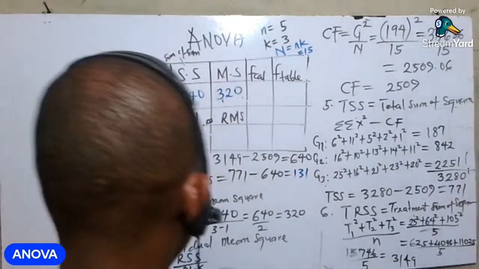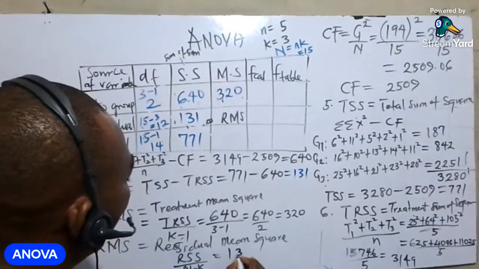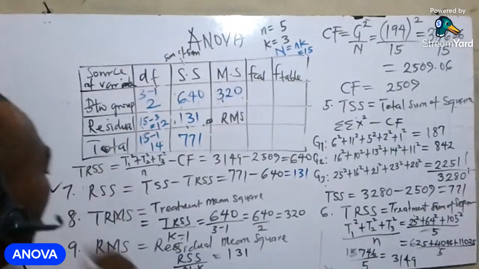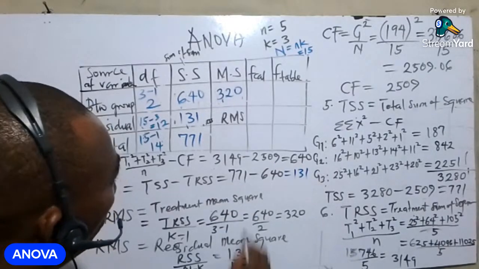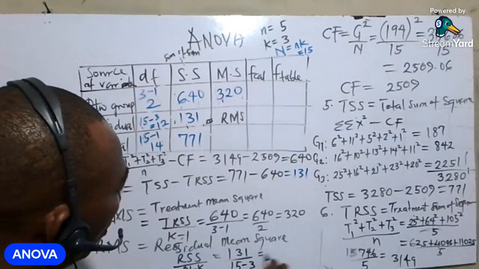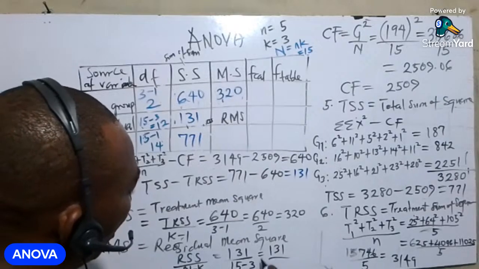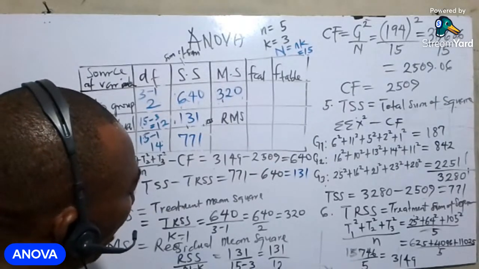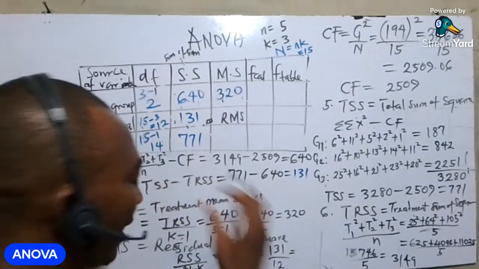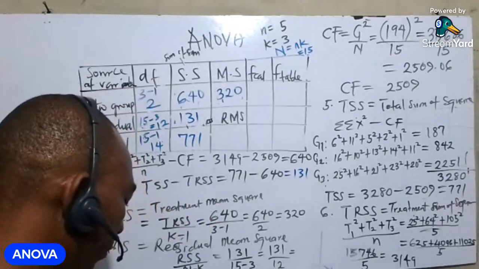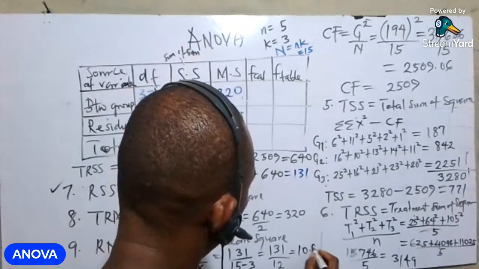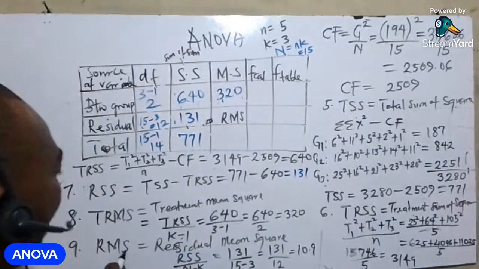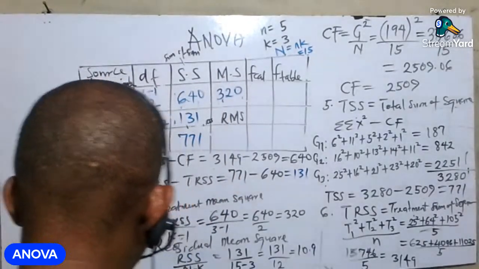So this is 131. This is our RSS, to be divided by our capital N, which is 15 minus 3. So this is 131 divided by, take this away, that is 12. So that's 131 divided by 12. Great. That will give us 10.9. So that is our RMS, 10.9.